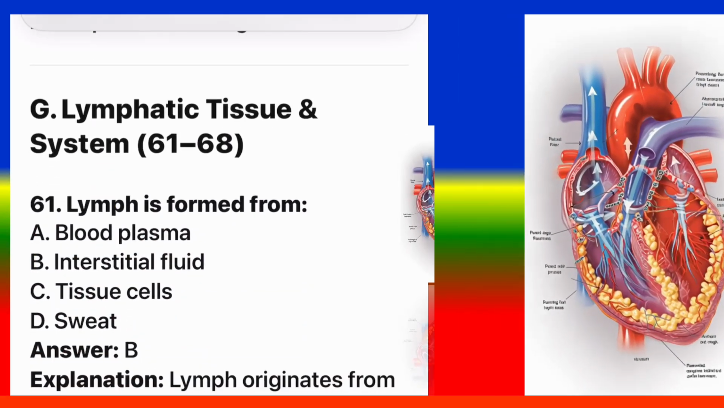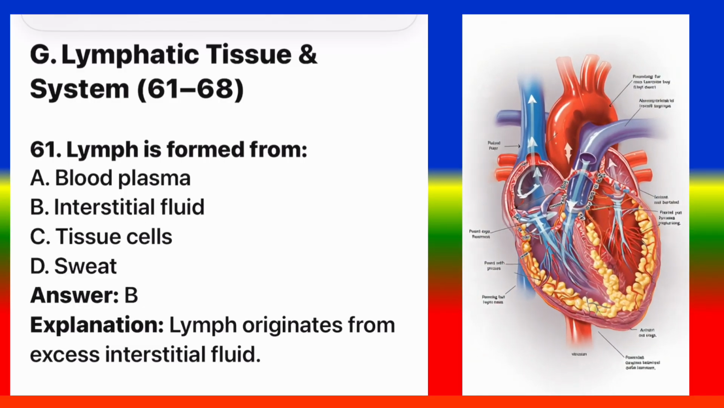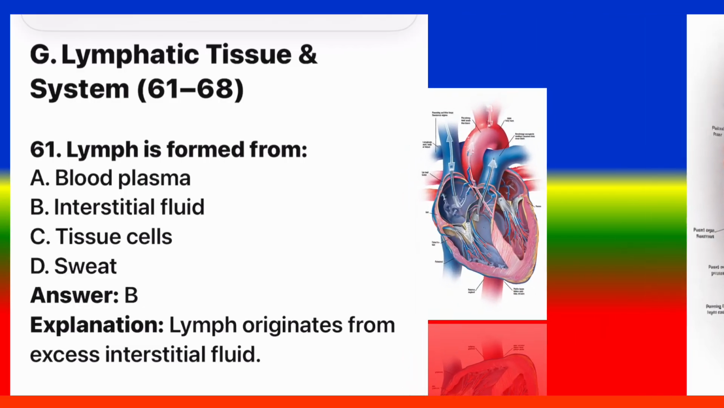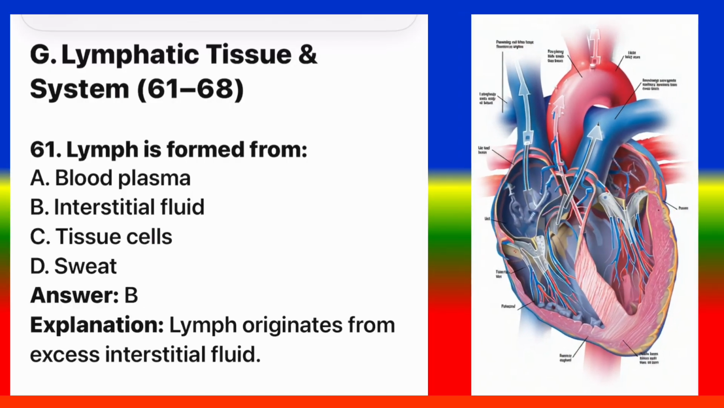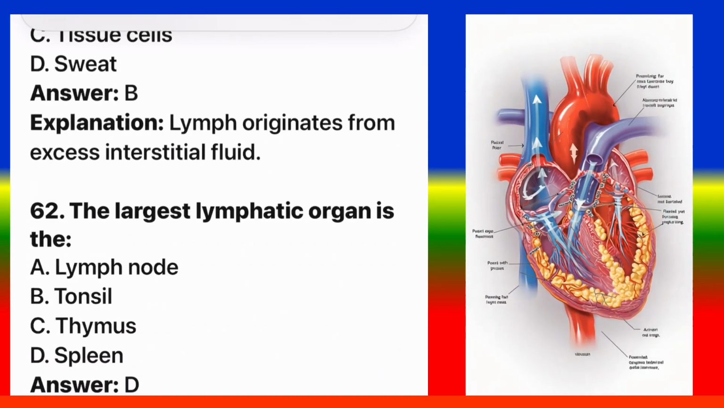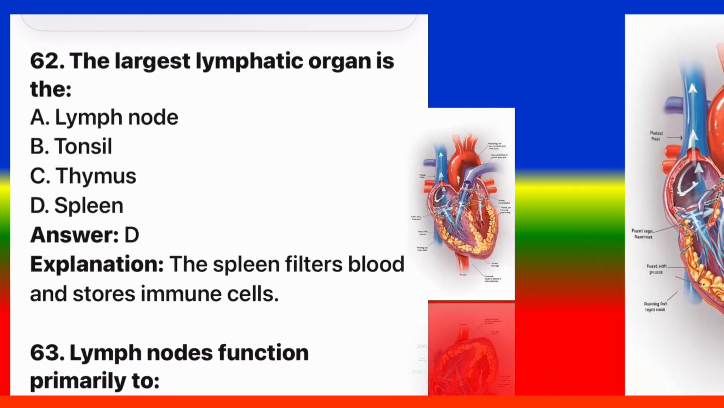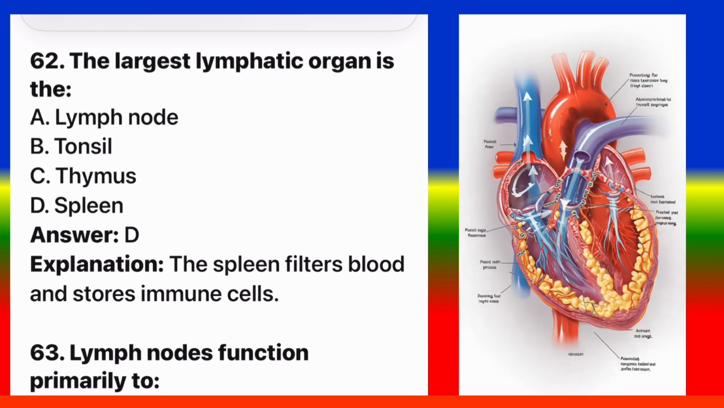G. Lymphatic tissue and system, 61-68. 61. Lymph is formed from: A. Blood plasma, B. Interstitial fluid, C. Tissue cells, D. Sweat. Answer B. Explanation: lymph originates from excess interstitial fluid. 62. The largest lymphatic organ is the: A. Lymph node, B. Tonsil, C. Thymus, D. Spleen. Answer D. Explanation: the spleen filters blood and stores immune cells.